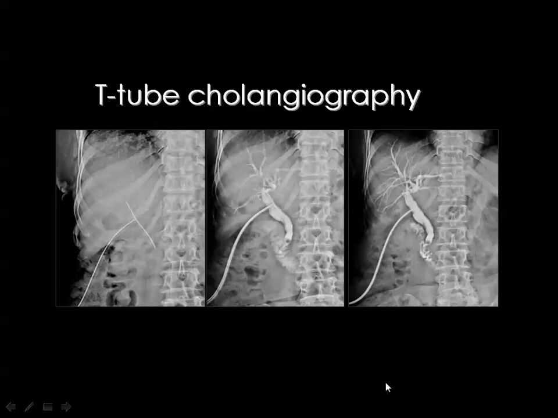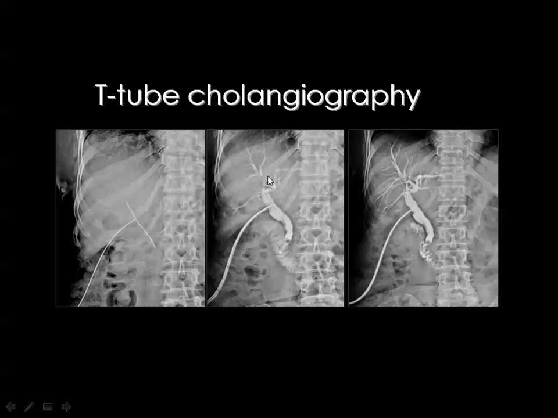This T-tube cholangiography was performed in the era of open cholecystectomy, and after removing the gallbladder, they used to put a T-tube within the common bile duct, and the free limb of the tube is going outside the body. And before removing this T-tube, they used to send the patient to the radiology department, injecting contrast through the free limb of the tube to opacify the biliary system.